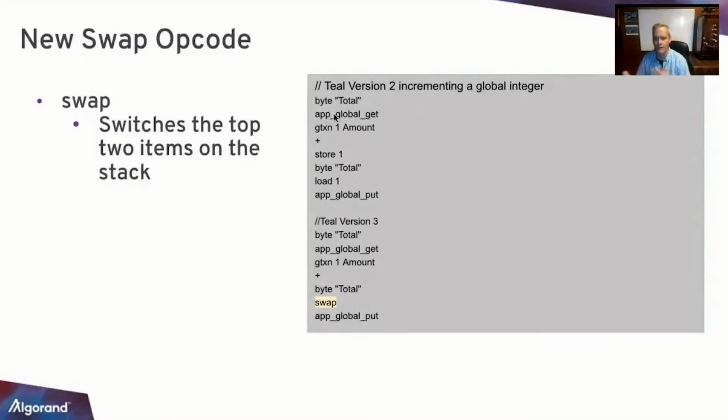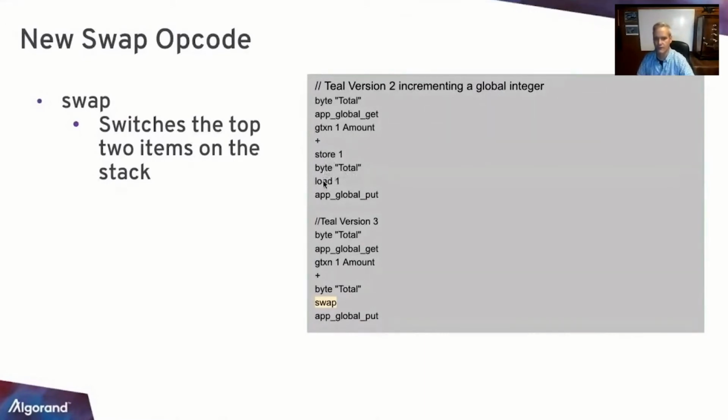And why would I want to do this? Well, here's an example in TEAL version 2 of incrementing a global variable. So here's a byte key value name. The name of the key value pair is total. And I want to go out and get it. And then I get a transaction amount. This is actually 2 transactions grouped together. So I'm getting the second transaction's amount and I'm adding it to that total. And you'll see I'm doing this store 1 here. All that does is store it in local scratch space. And the reason I'm having to do this is because the order of parameters matters. So when I put byte total, this is where I'm getting ready to store the value.